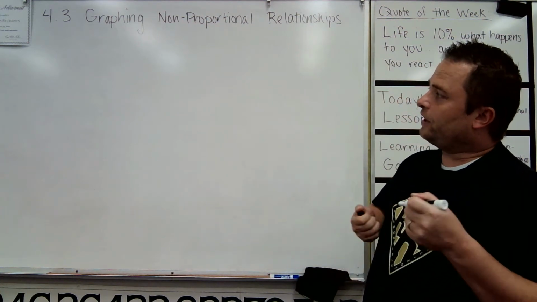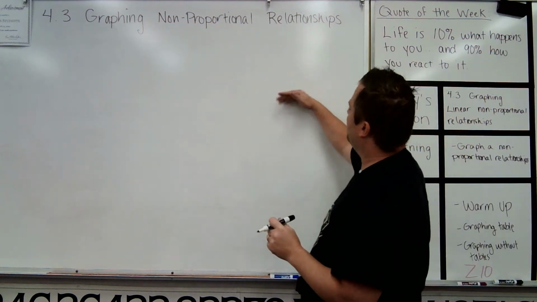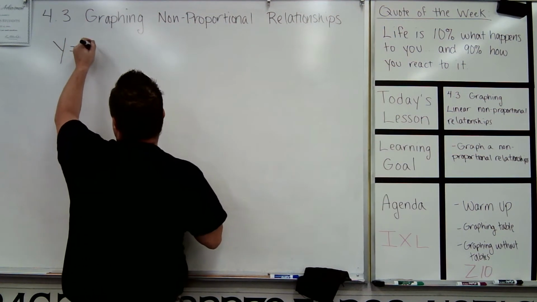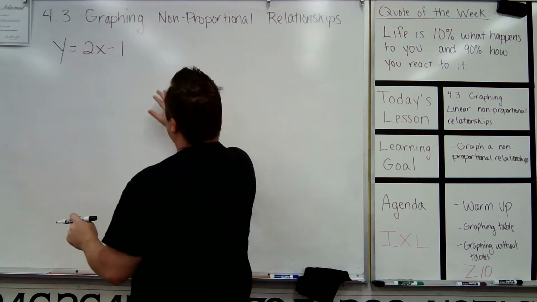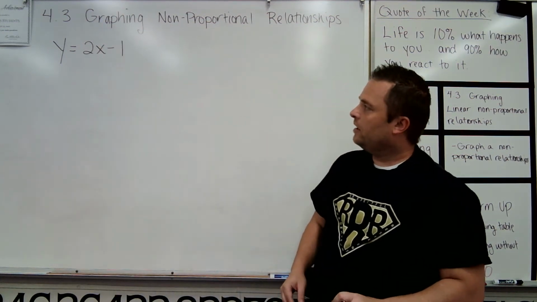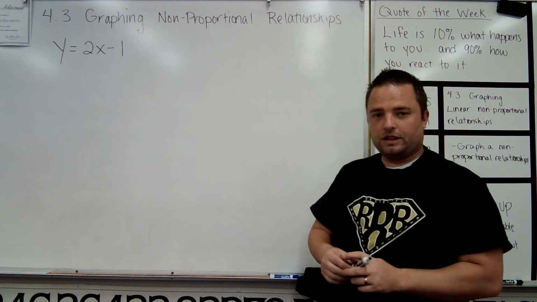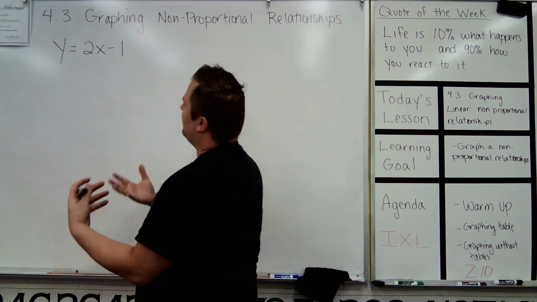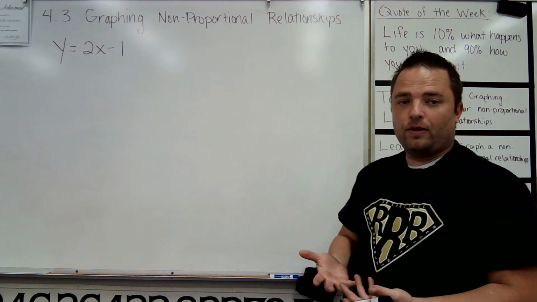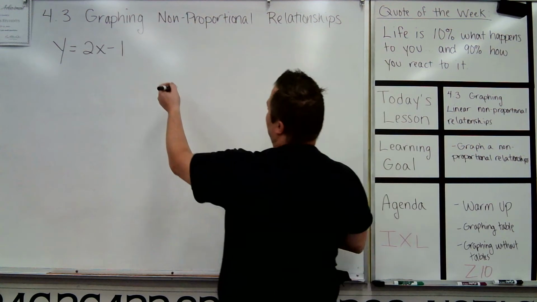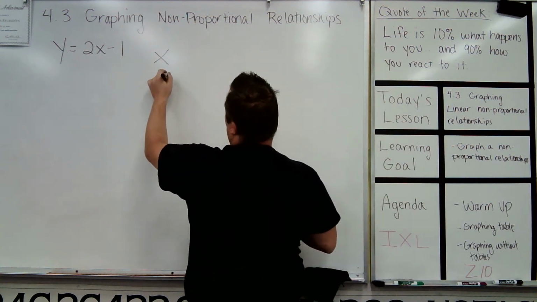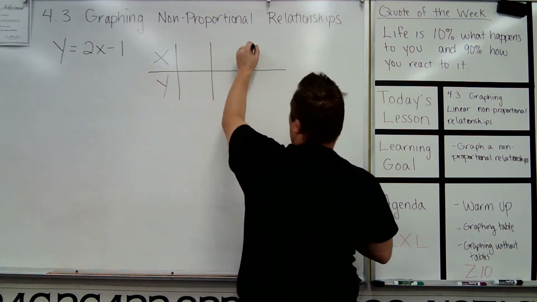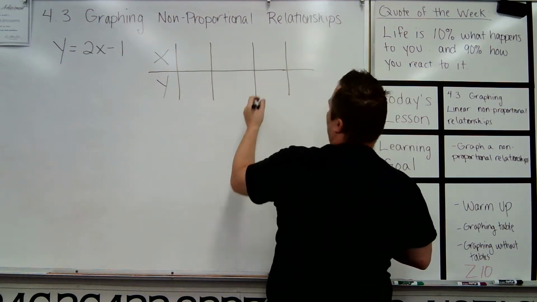So let's first look at a non-proportional relationship. Okay, we've seen a couple of these in the past. Y equals 2x minus 1. This is an example of a non-proportional relationship. So x and y are related in a unique way, and we want to see some samples of how those are related. So let's make a table. We have x and y, and we want to know how they're related. So let's make a table and get a couple of samples of what our line looks like.